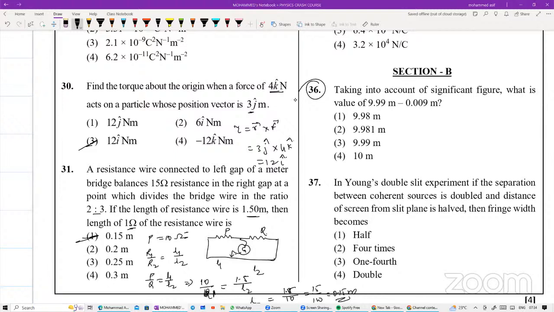Taking into account the significant figures, what is the value of 9.99 meters minus 0.009? क्या होगा बताइए? 9.99 minus 0.009. Your answer should always be in the least number of decimal places. You should report it to the least number of decimal places. So the answer should be equal to how much? Already हम लोग एक से दो बार कर चुके हैं इसके अंदर.